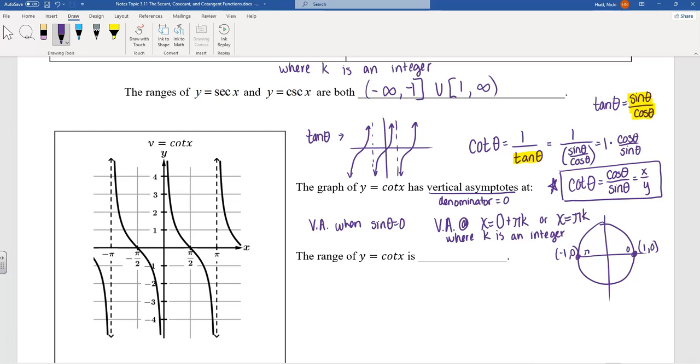So when I think of vertical asymptotes, I think cotangent is cosine over sine. I need to know where sine is equal to 0 for that. If I'm thinking vertical asymptotes for tangent, I think tangent is sine over cosine, where is cosine equal to 0 for that. What's the range of this graph? What's the lowest we go? Negative infinity. Highest? Positive infinity. Any gaps in between? Not on this one, right? We don't have any gaps. So this one's just negative infinity to positive infinity.